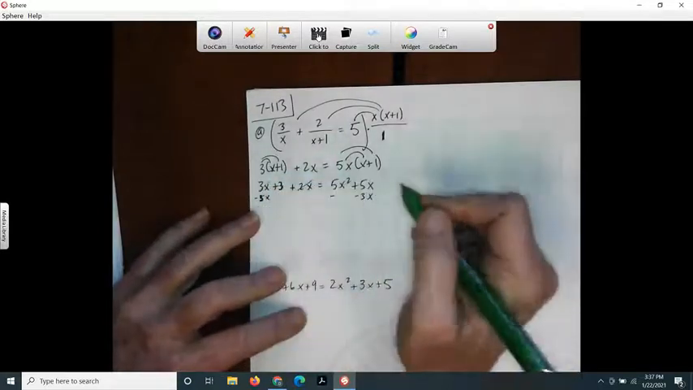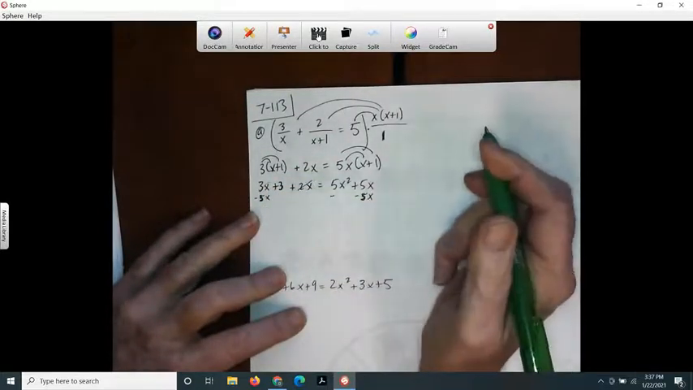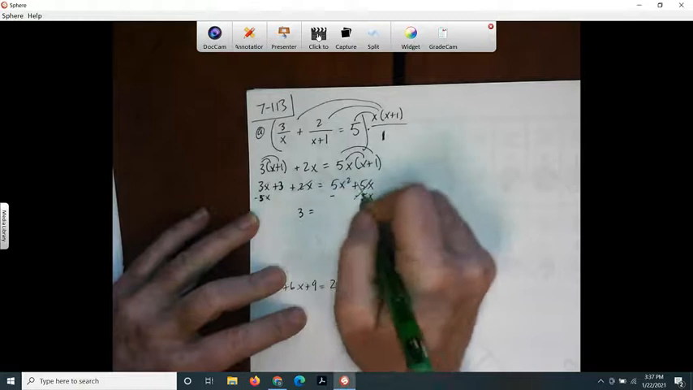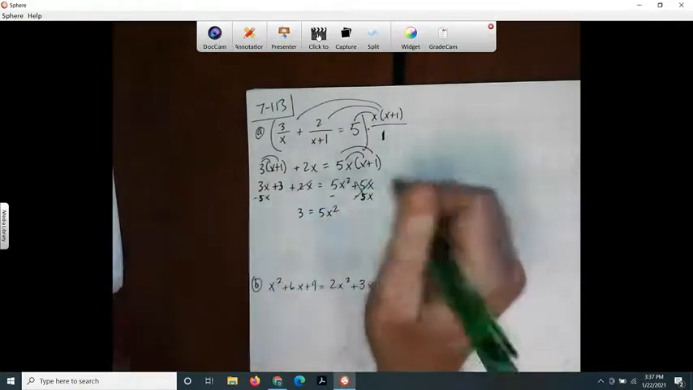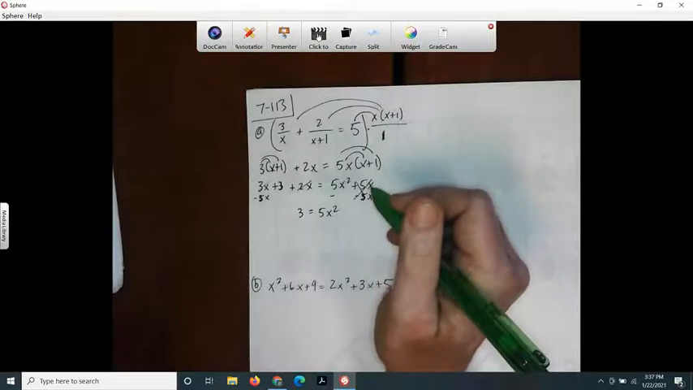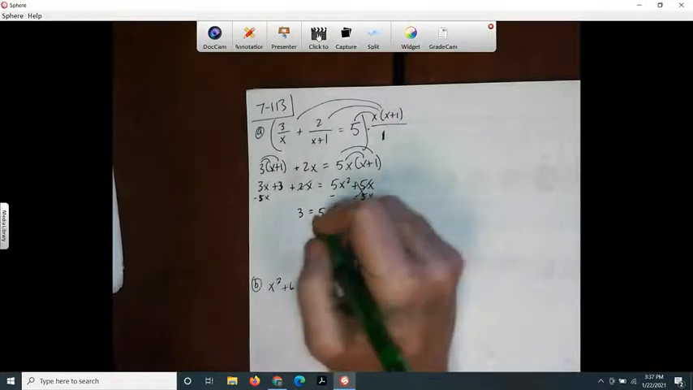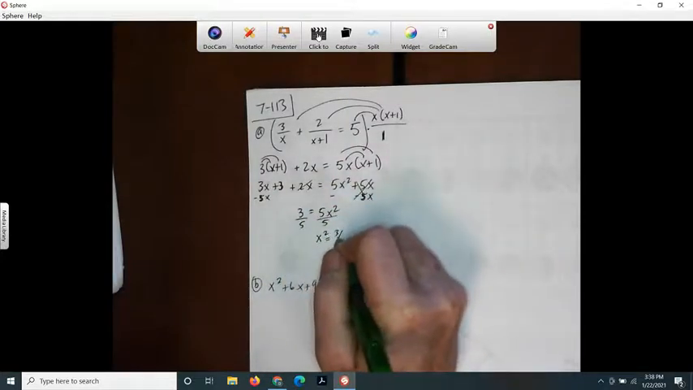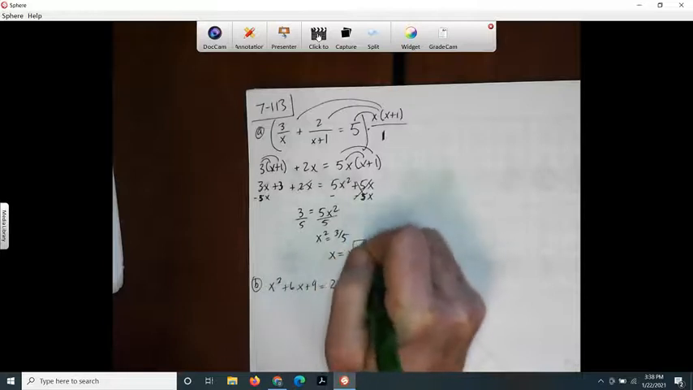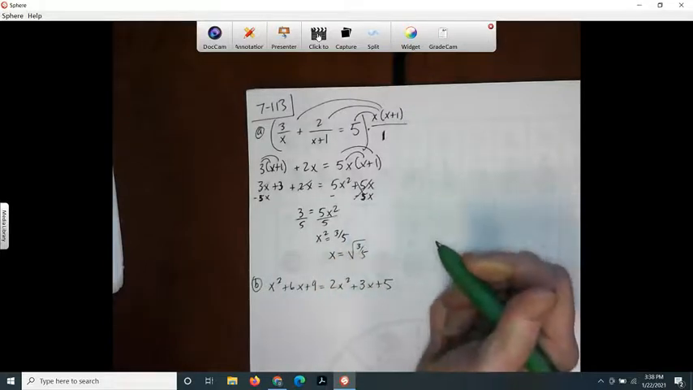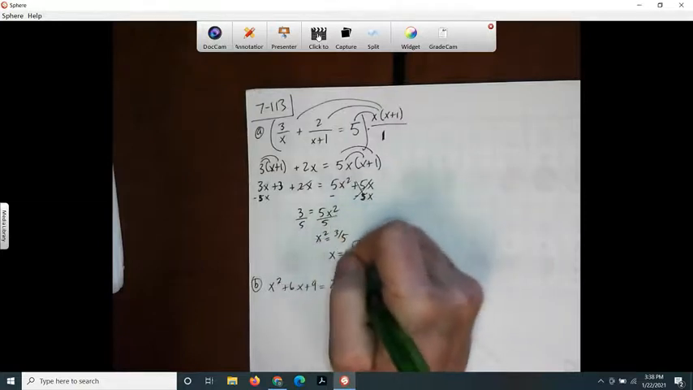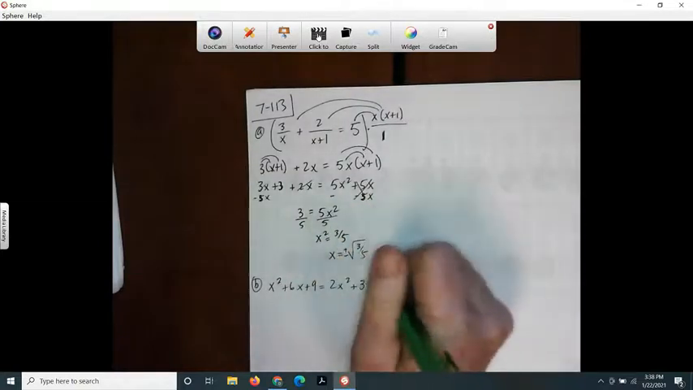I'm going to subtract 5x, and I'm going to subtract 5x. Okay, so then I end up with 3 equals 5x squared, because the 5x canceled out when I did all that. And then, yeah, that's right, actually, except I was supposed to say plus or minus. So this is the answer right here.